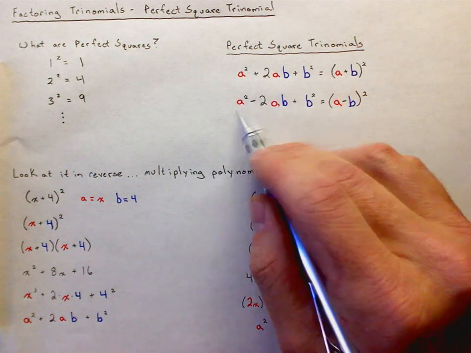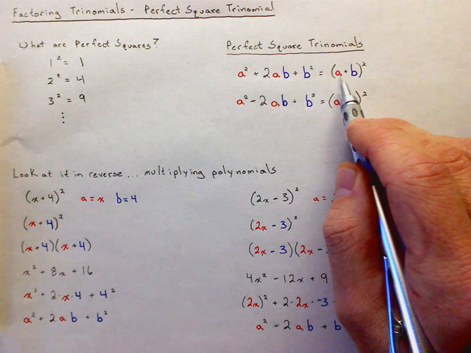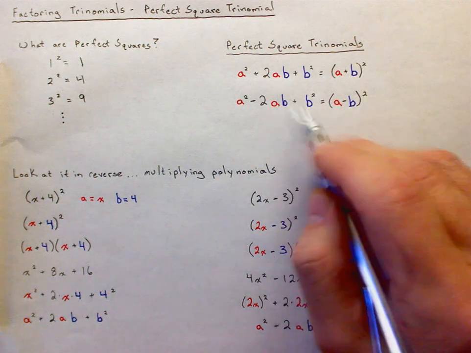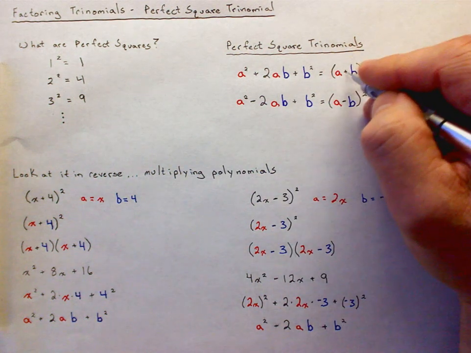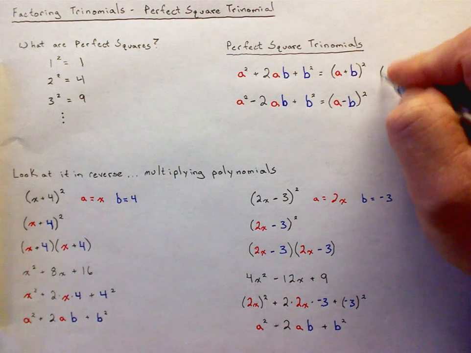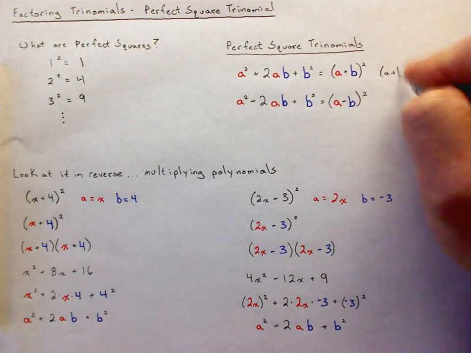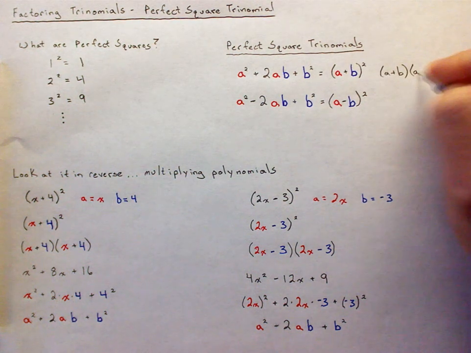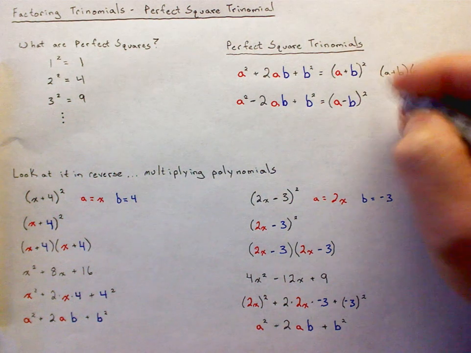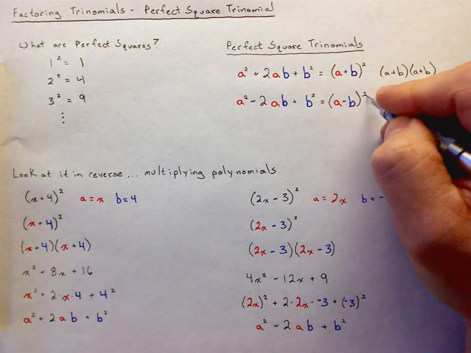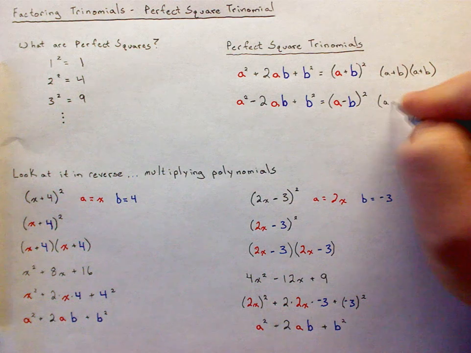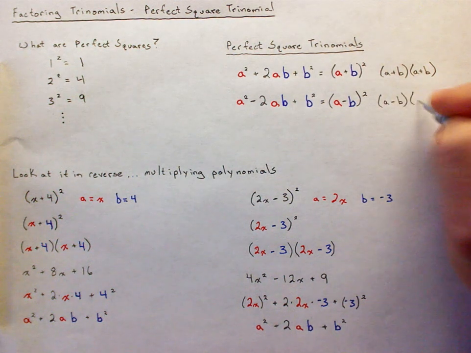These are my trinomials, and this is the factored form of the trinomial. This is a plus b squared, which is simply a plus b times a plus b. And this is a minus b squared, which is simply a minus b times a minus b.